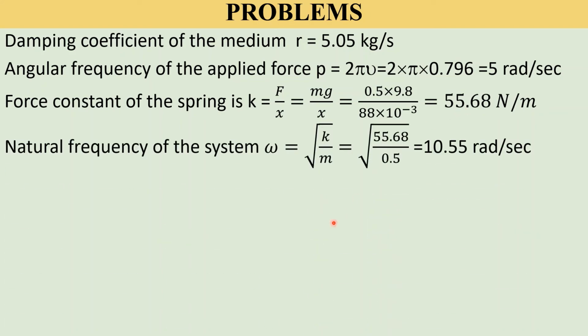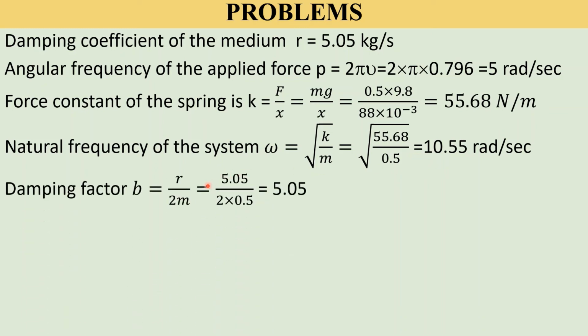The natural frequency of oscillation of the system is given by omega is equal to square root of K by M. Here K, the force constant we just calculated, is 55.68, and the mass suspended is 500 grams or 0.5. So therefore omega is equal to 10.55 radians per second. The damping factor b is equal to R by 2M, that is 5.05 divided by 2 into mass 0.5. So that is equal to 5.05.